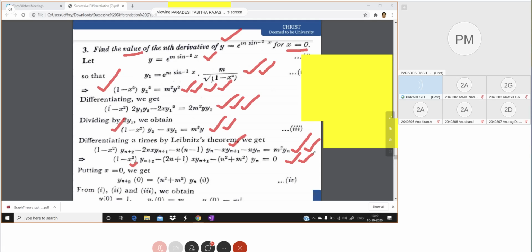If the equation is correct, mention a correct. Yeah, till here it's right. Mention a correct there. Mention a right.